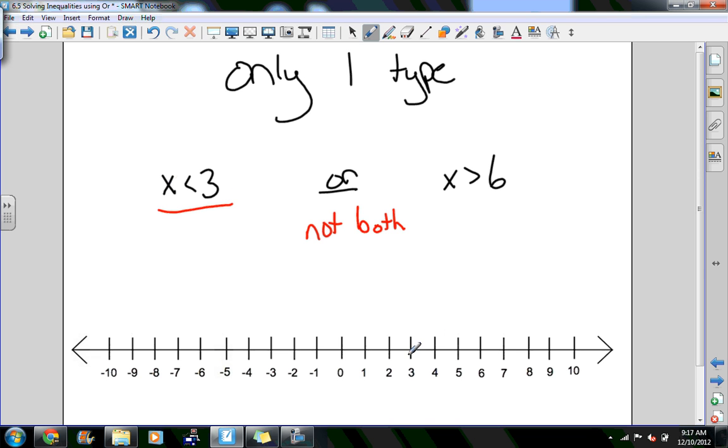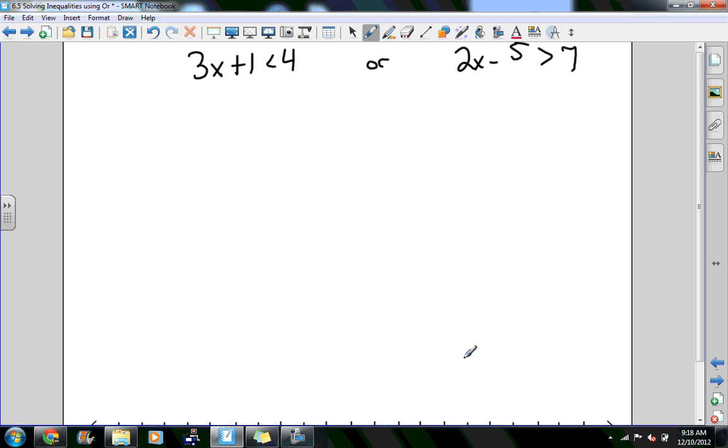So this one here, we have a 3, and it's an open circle, and we're going to be shading to the left, which means that any number below 3 will be a solution to this. Also, if we have a 6, and we're going to be shading to the right, that means any number that's bigger than 6. So every number will be a solution except the numbers in between. Any number that's 3, 6, or anything in between will not be a solution. Everything else will.